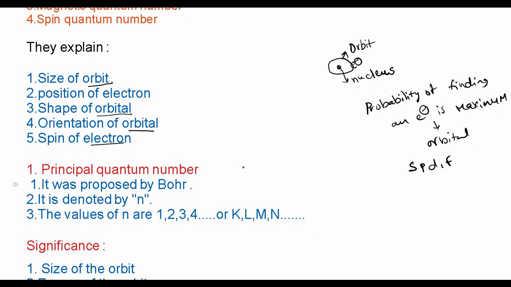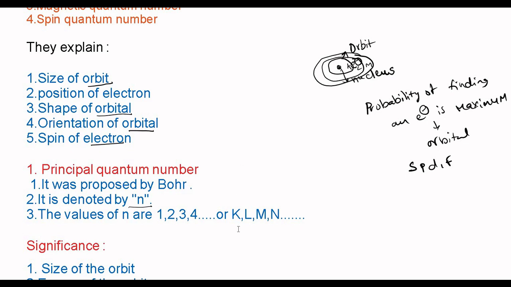Coming to the first quantum number, this is the principal quantum number. This principal quantum number was proposed by Bohr. Principal quantum number is denoted by the letter n. The values for n are 1, 2, 3, 4 or K, L, M, N. That means this is the first orbit, n is equal to 1. If we draw another circle, this is n is equal to 2, or this one is n is equal to 3, or we can write it as K, L, M, N like this. This is about the principal quantum number.